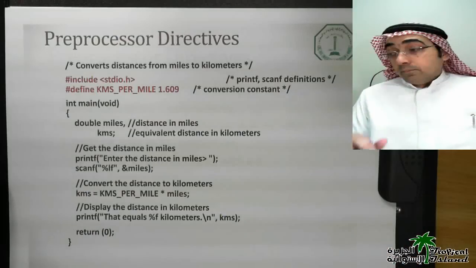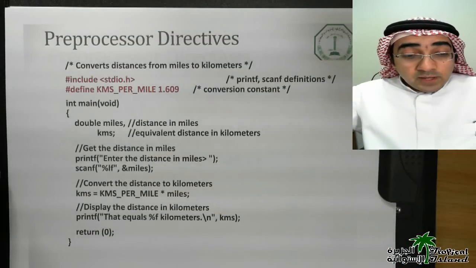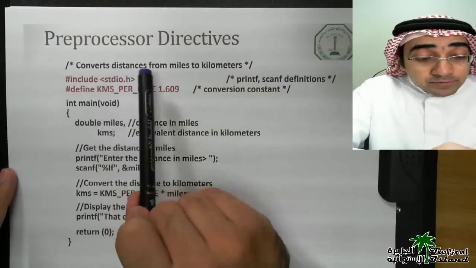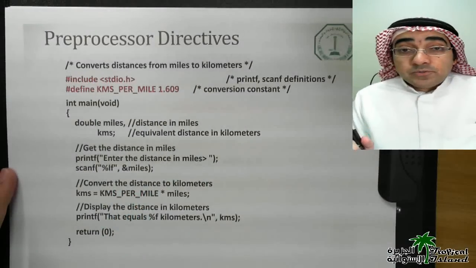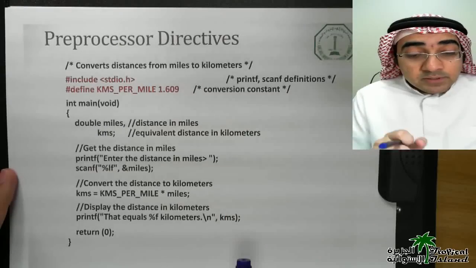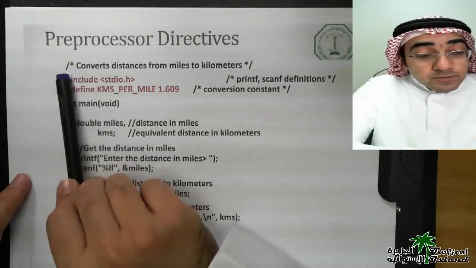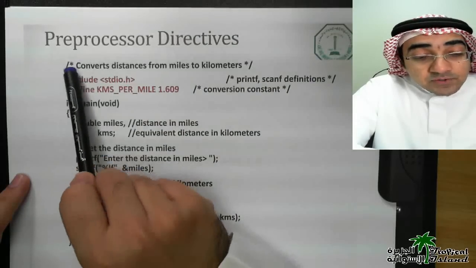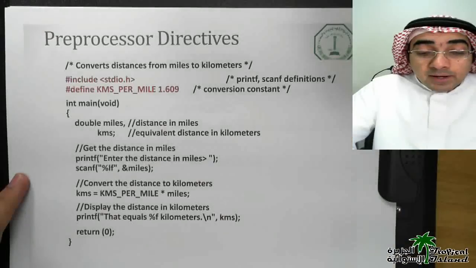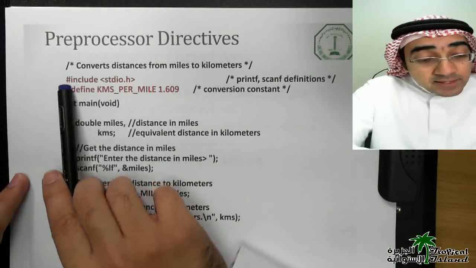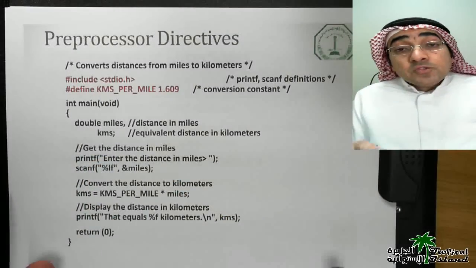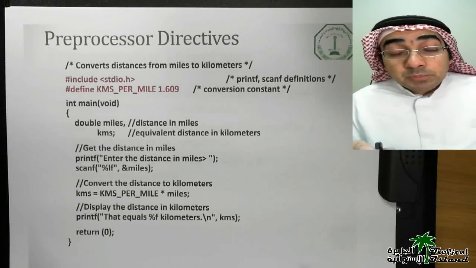Now we come to the example. This is the example we actually talked about, the example of converting from miles to kilometers. I showed you this code in the first lecture and said I wouldn't go into details. Now we will go into details and talk about it. The first line over here is a /*, and this is a comment, so it is going to be ignored by the compiler. The second line is a hash include, and between the brackets we have stdio.h, so I'm including the standard input output library.